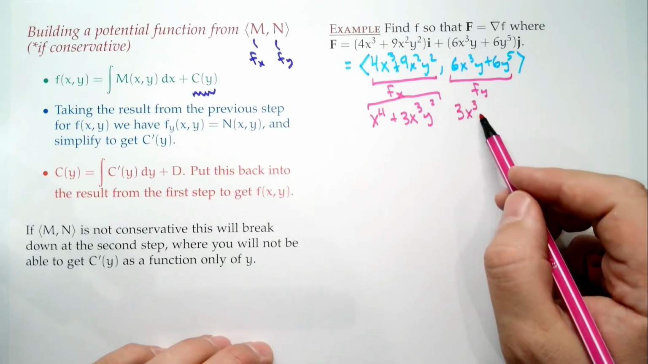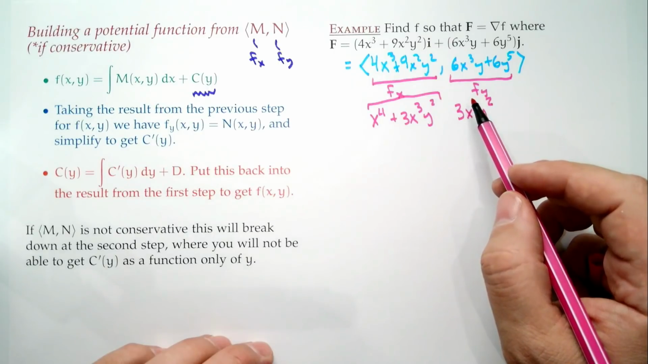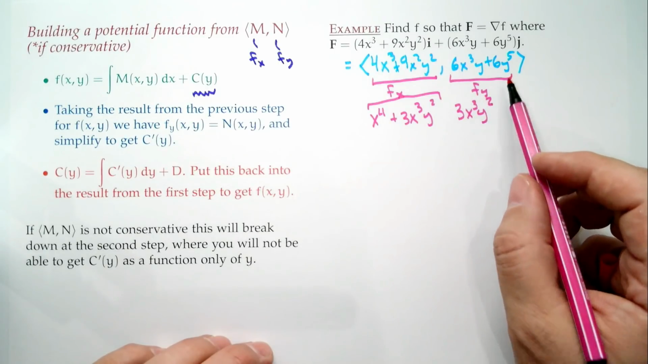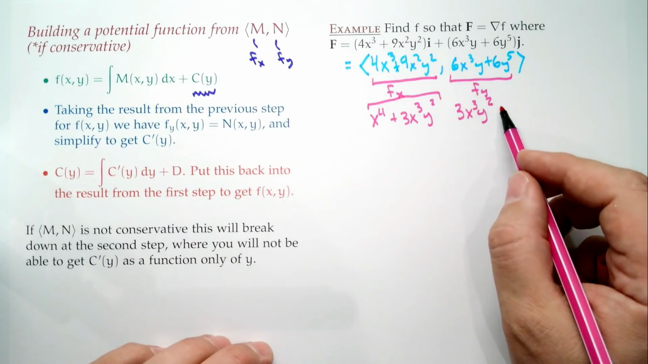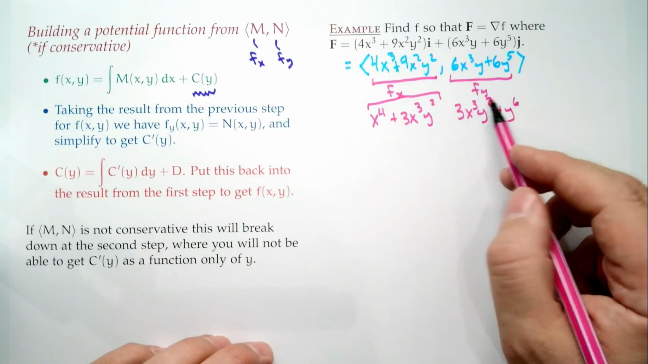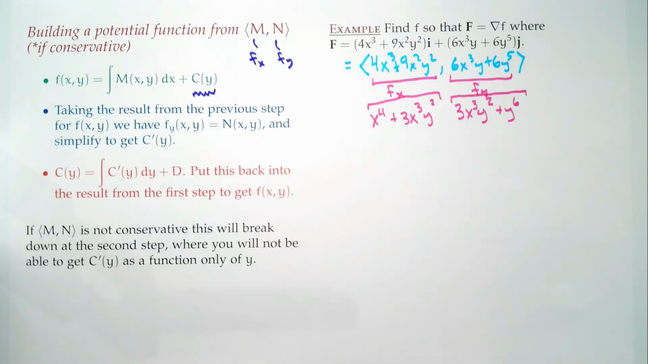3x cubed y squared. Now you might say, that seems really familiar. It should. We'll point that out. Okay, but one more. Integral of 6y to the fifth with respect to y? Y to the 6. Okay, so that's what we get in our second slot. Now, how do we piece it together?